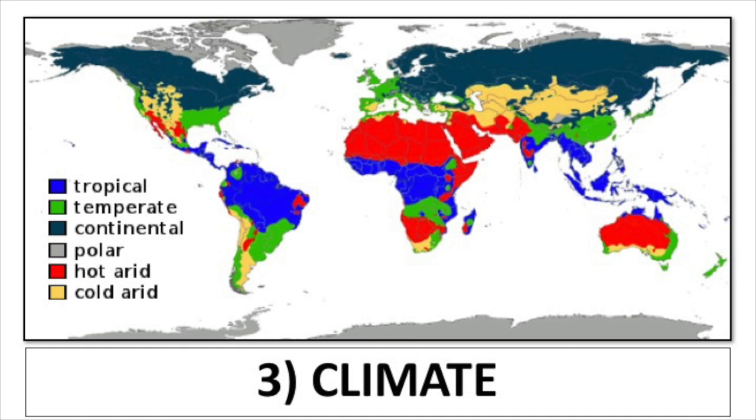But if I go back to where I am from, England, what color is England? Green. Green is temperate. And then if we go to the top of the world where all the snow and ice is, polar. So just by looking at this map, we can see the climate of different countries.